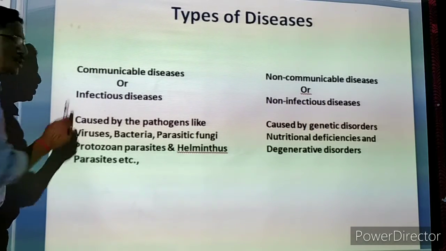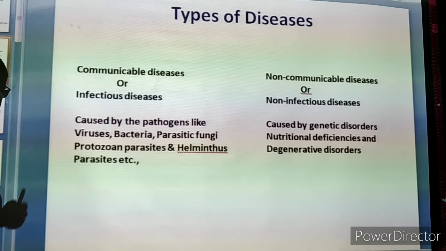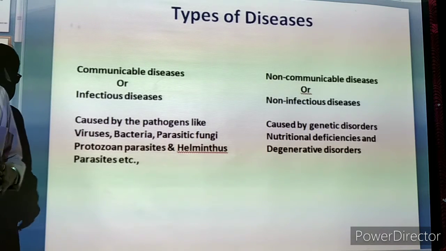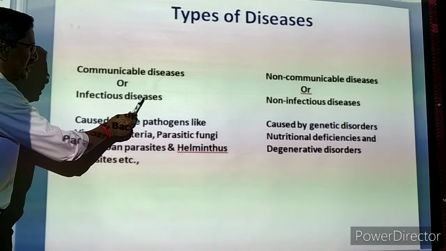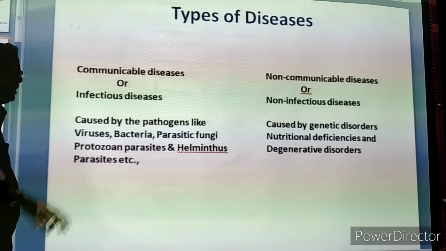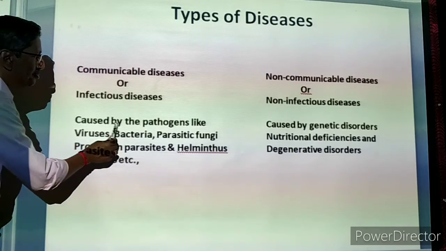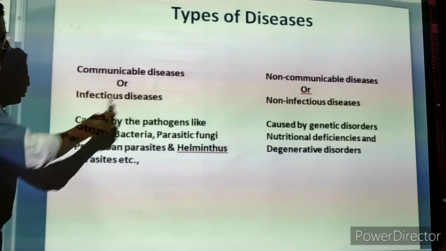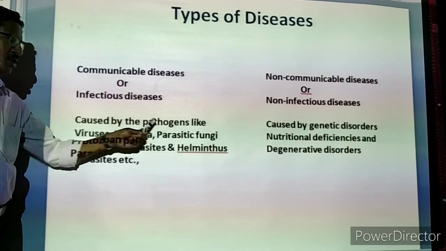Now these diseases are caused by the entry of pathogens. Pathogens, just before I told you, are microorganisms or macroorganisms which are causing diseases. So these are the diseases that are caused due to the entry of pathogens. That is the first one. Now we will take what is that? It is caused by the pathogen. What are the pathogens which are causing diseases?